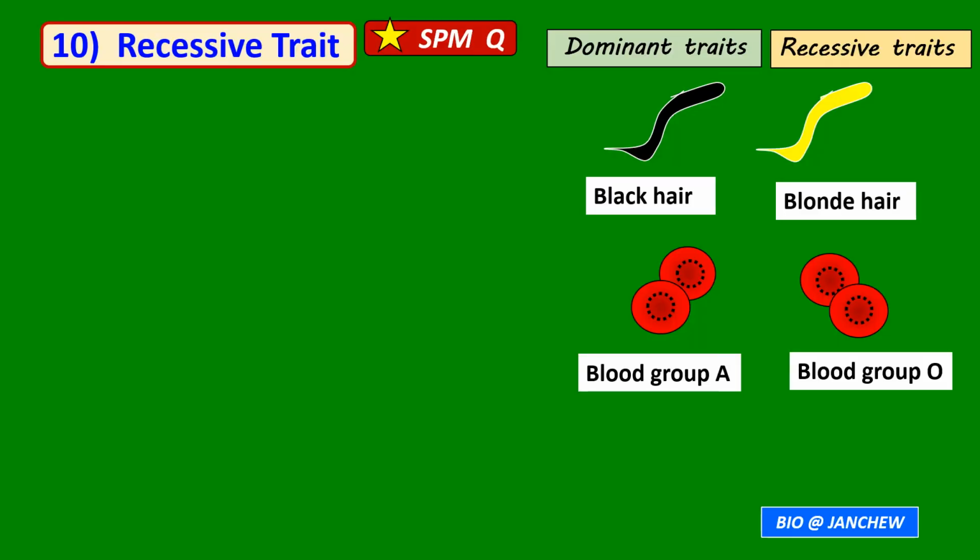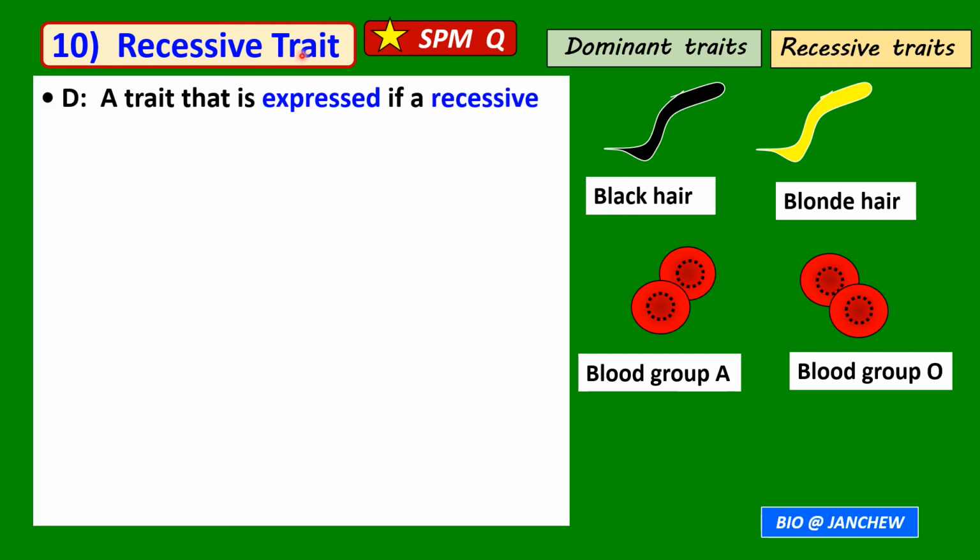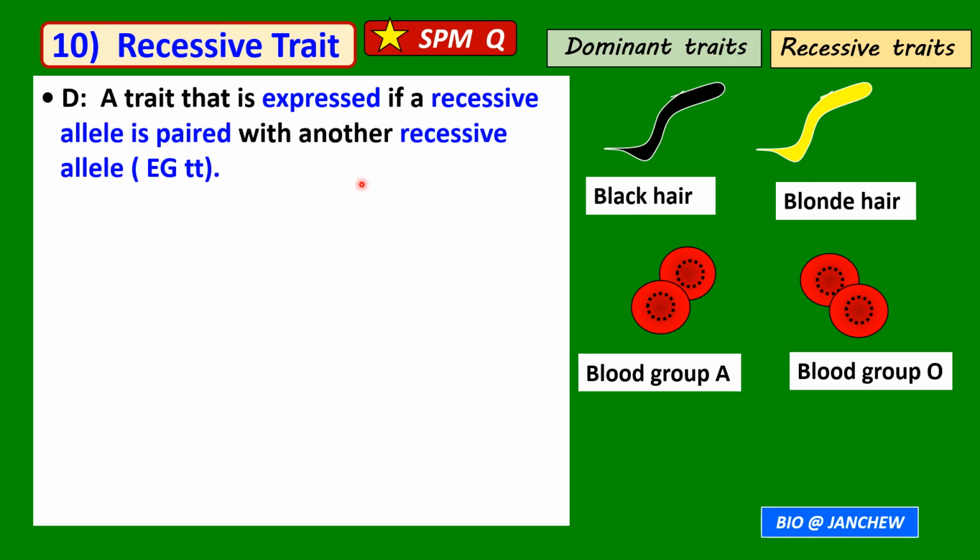So just like the dominant allele controls or determines the dominant trait, so the recessive allele also determines or controls the recessive trait, right? So a recessive trait is a trait that's expressed if a recessive allele is paired with another recessive allele, like small t, small t, in the genotype small t small t. The plant with the genotype small t small t, where there are two recessive alleles in the diploid cell, will express the trait of dwarf stem, which is a recessive trait.